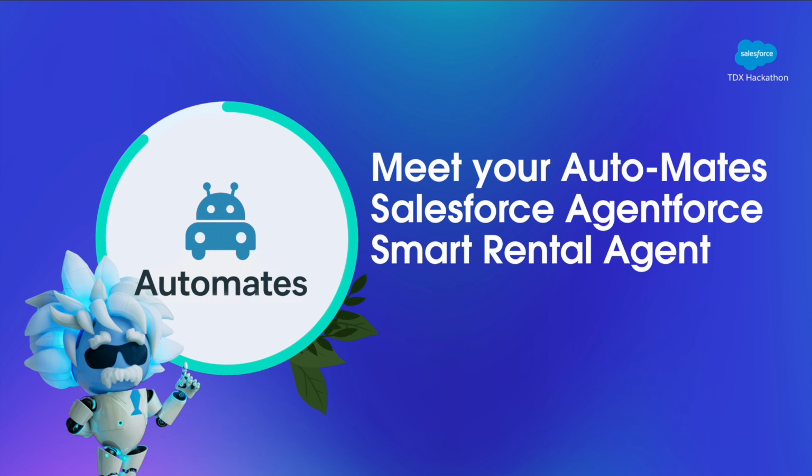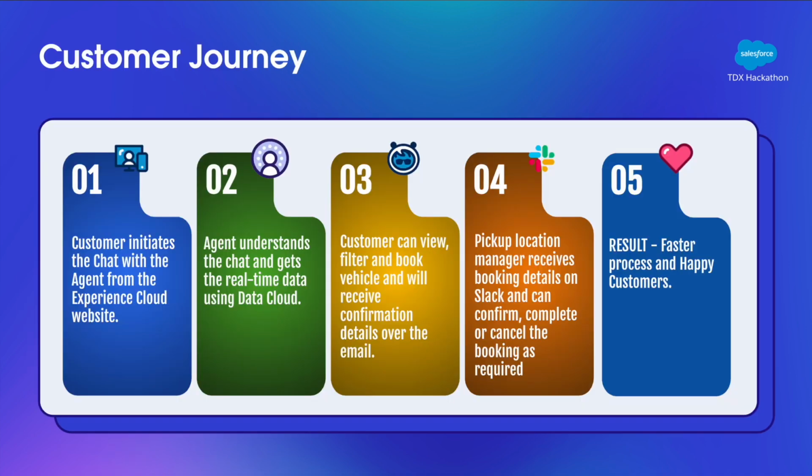Meet your Automates. The customer initiates the chat, and the agent understands and gets the real-time data. The customer can view and book the vehicle and will receive email confirmations. The pickup location manager receives the details on Slack and can confirm, complete, or cancel the booking. And the result: a faster process and happy customers.